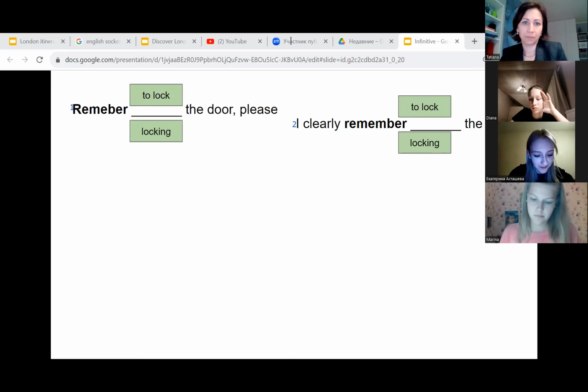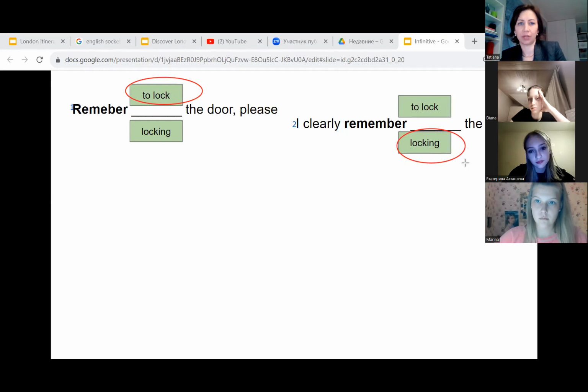Let's see your answers. To lock, locking. Okay, so the correct answer here is: remember to lock the door. I clearly remember locking the door.